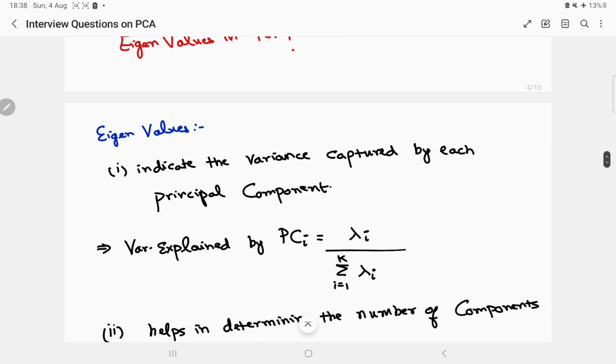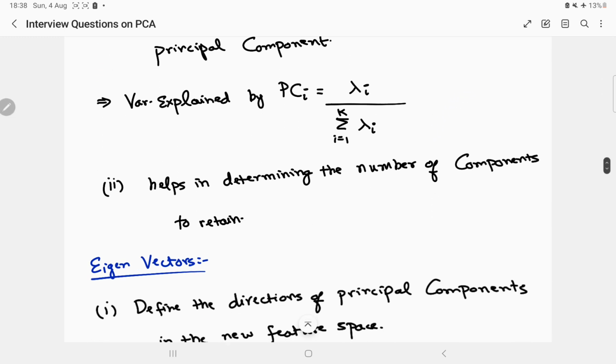Like we mentioned above, eigenvalues indicate the variance captured by each principal component. The variance explained by a particular principal component, say PC of i, could be given as the corresponding eigenvalue, say lambda of i, divided by the sum of all the eigenvalues that you have. This is how you can explain the variance explained by each principal component. The eigenvalues also help in determining the number of components that you have to retain. We will talk about this in one of the subsequent interview questions, but this is the significance that they hold.